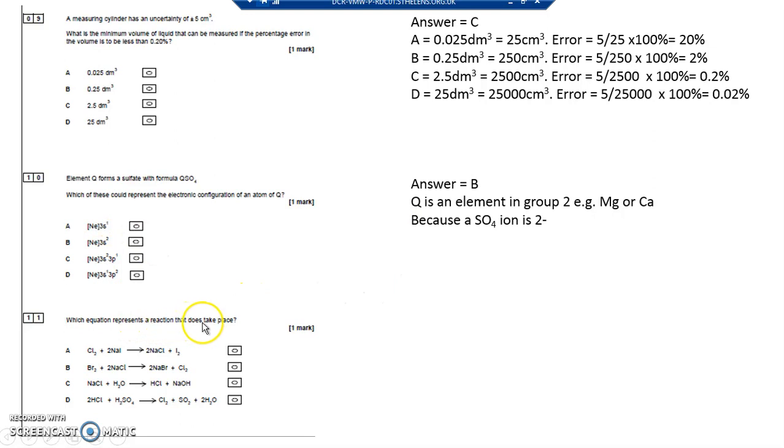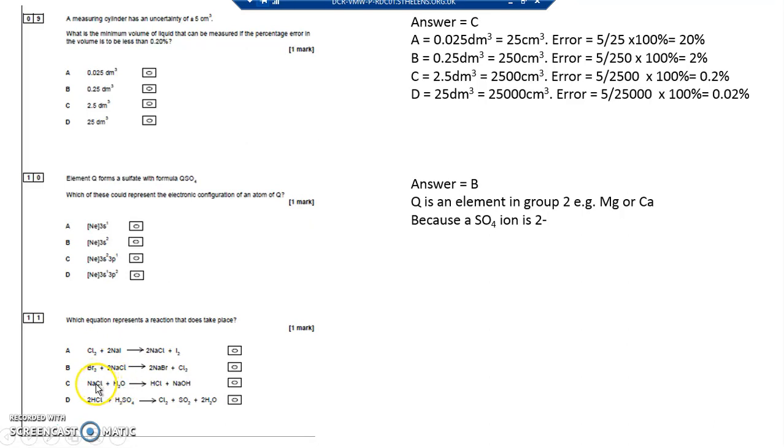Which equation represents a reaction which does take place? Well, as you go down the periodic table, the halogens become less and less reactive. So fluorine at the top is the most reactive, then you go down to chlorine, which is next, then bromine, then iodine. So will chlorine displace iodine from sodium iodide? The answer is A. Yes. Bromine is lower than Cl, so it won't displace it.